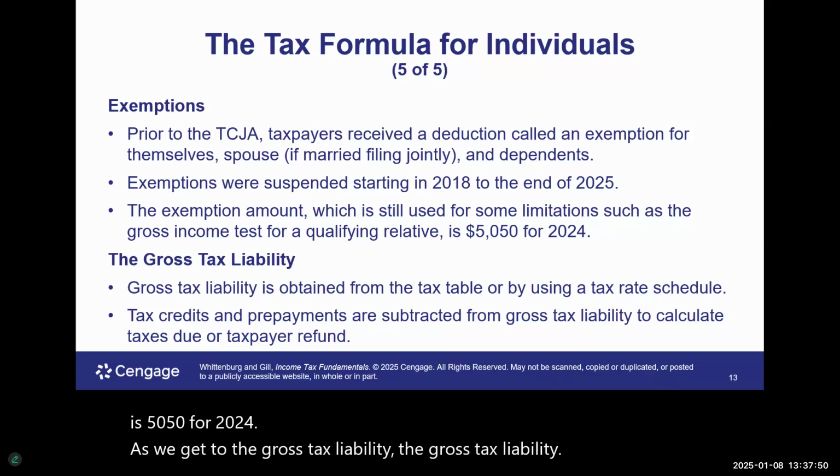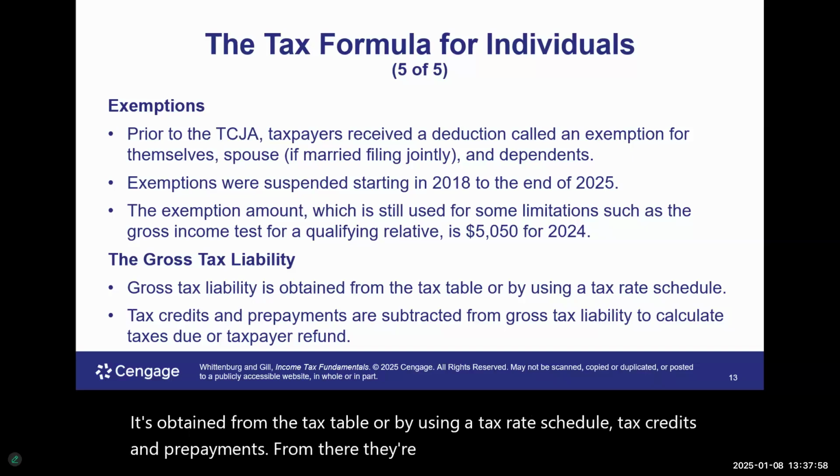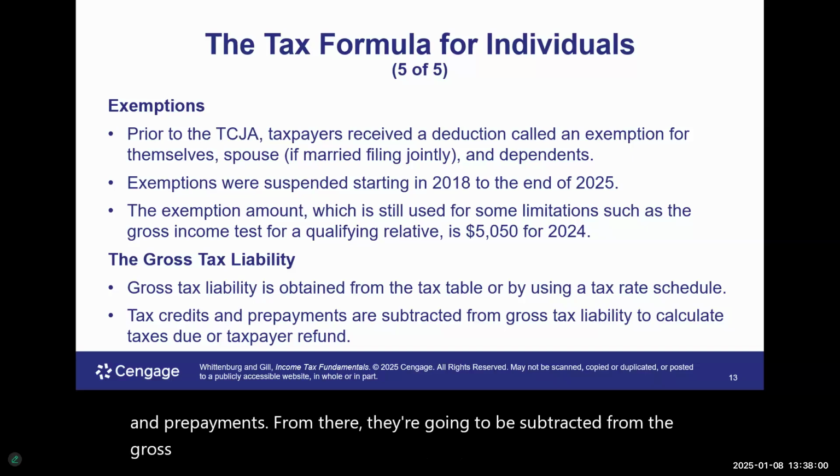As we get to the gross tax liability, it's obtained from the tax table or by using a tax rate schedule. Tax credits and prepayments are then subtracted from the gross tax liability to determine, hey, does this taxpayer have a balance due, or is this taxpayer owed a refund?